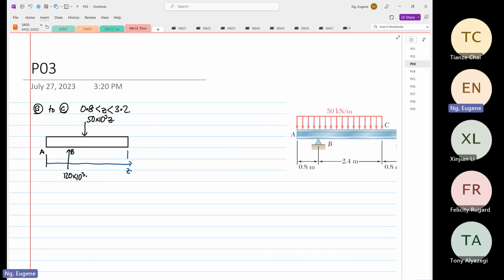We also know the distance from here to here, right? This distance is equal to Z minus 0.8. So it's important to get all your distances right. And we also know the distance from here to here is equal to Z divided by 2. Okay. Again, we do positive shear and positive moment assumption.